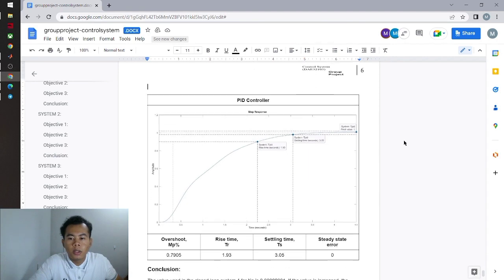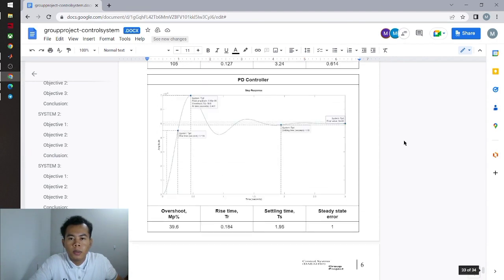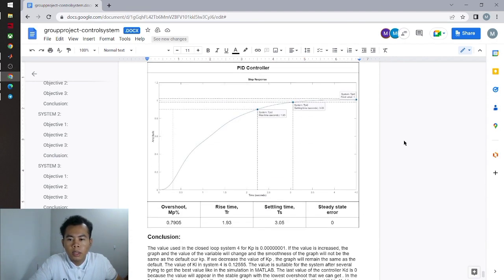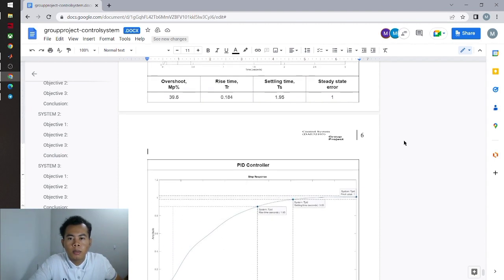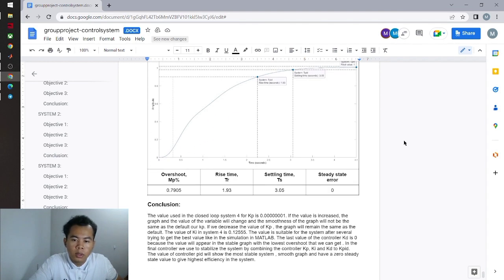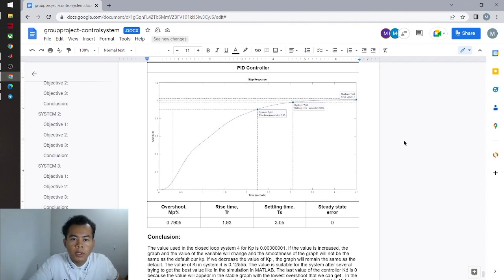Okay, going to the PID controller, we include the I in the control. Now we can get the overshoot of 0.7905 and the steady state error is 0. The rise time is increased, but the overshoot is reduced. So this system is stable and suitable for use in the future.